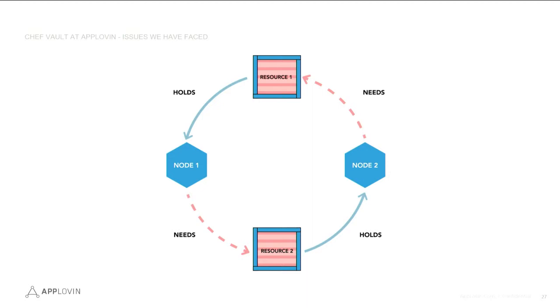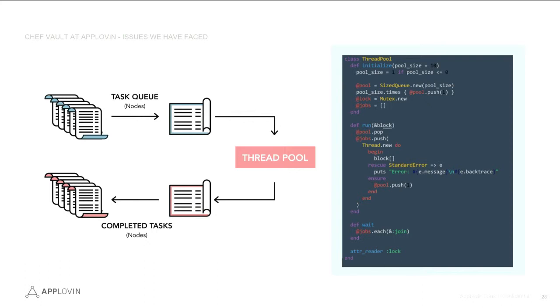One of the big issues that we've faced at AppLovin is that some of the resources in Chef Vault are actually causing some deadlock, especially when you try to run multiple jobs or multiple Chef Vault operations all at once. For example, you have node 1 trying to access a resource, but it's actually being held by another node. So we've solved that by putting proper locks into the resources and implementing thread pools within Chef Vault.